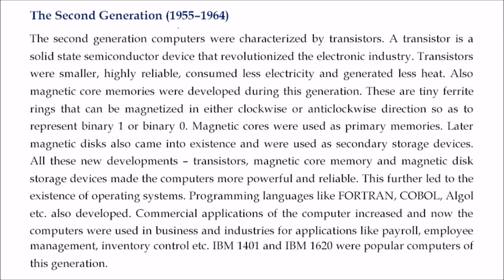Then came the second generation, 1955 to 1964. The second generation computer is characterized by the transistor. This transistor is a solid state semiconductor device in the electronic industry. These transistors were very small and quite reliable. They consumed less electricity and the heat generation was also less.